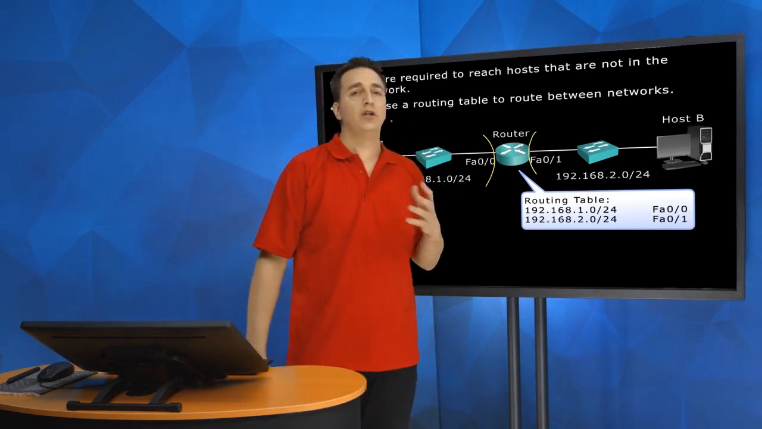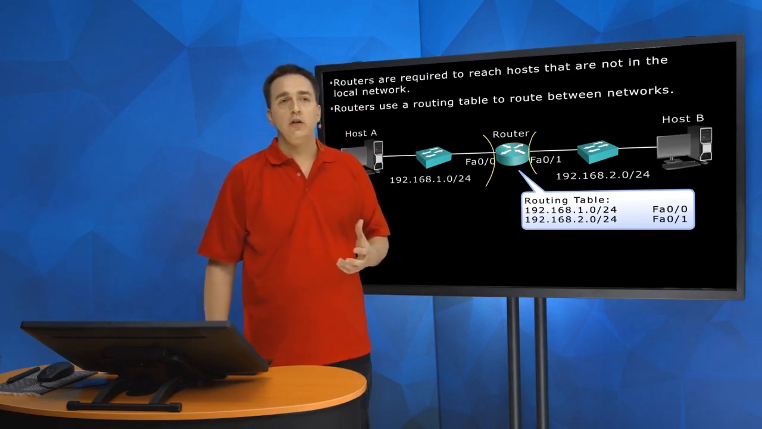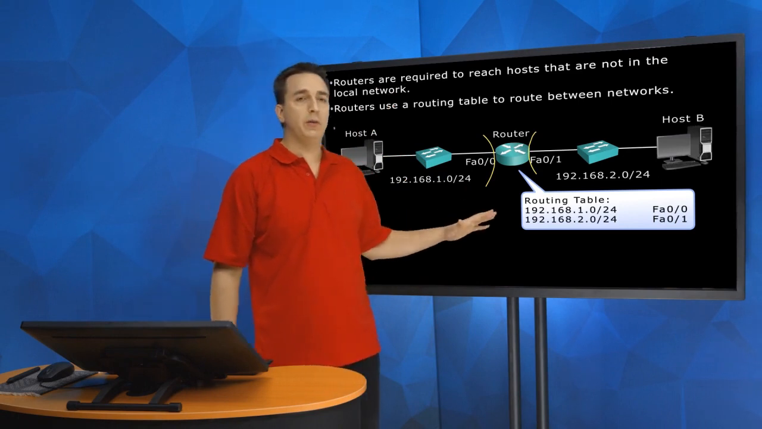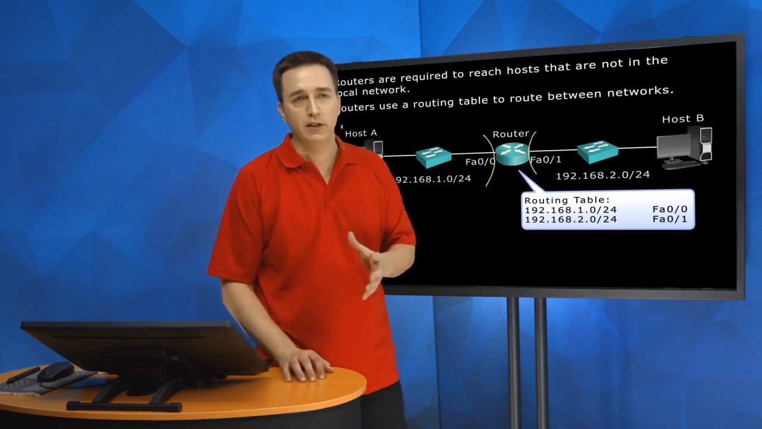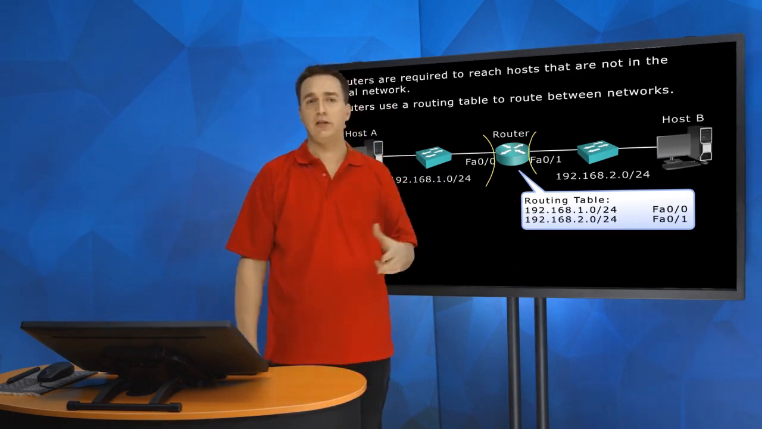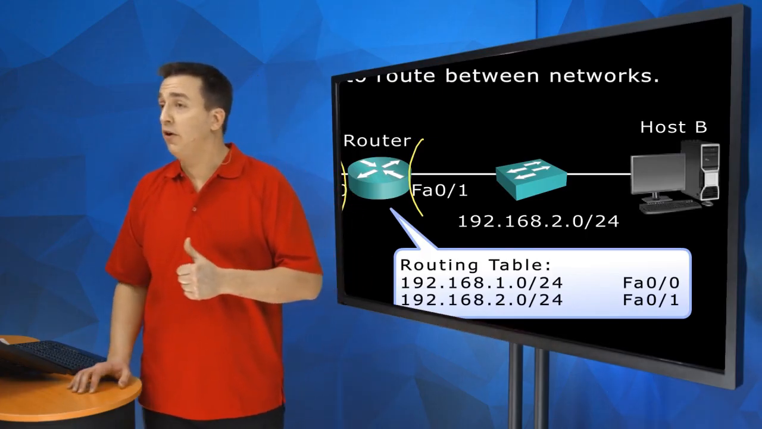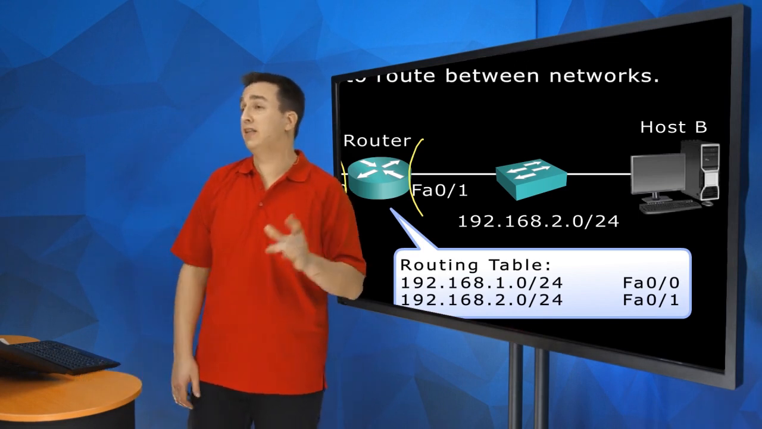So what is a router going to do now? A router is going to have to learn where all the different networks are. So in this particular case, you can see that the router knows about two different networks, 192.168.1.0/24 and 192.168.2.0/24. And the 1.0 network's out FastEthernet 0/0, and the 2.0 network's out FastEthernet 0/1.